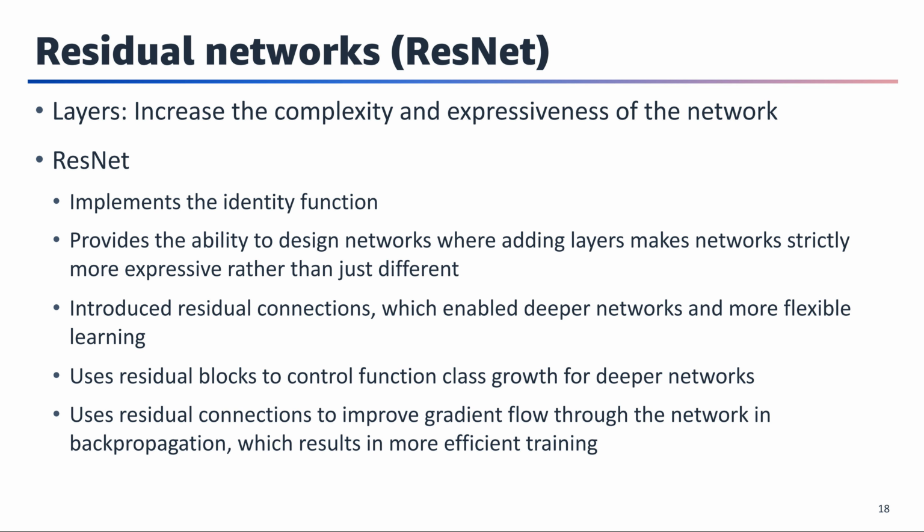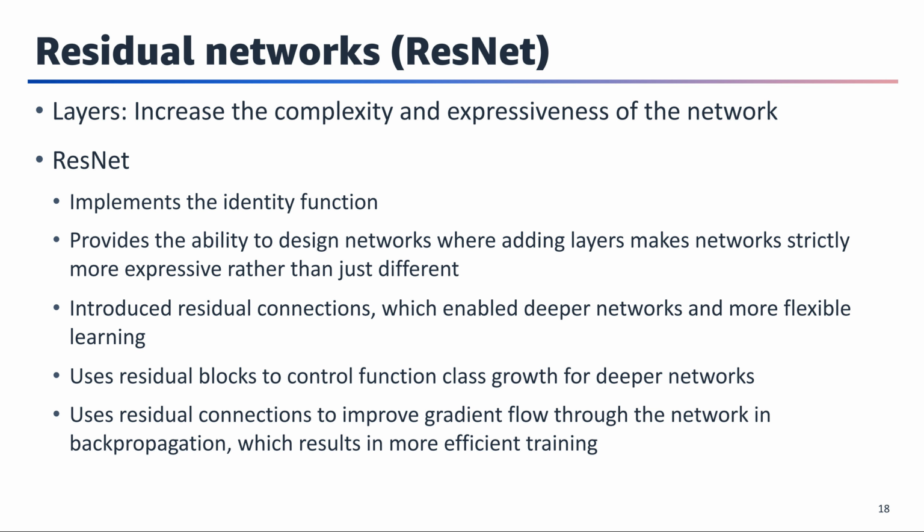In a traditional neural network, each layer applies a nonlinear transformation to the output of the previous layer. In contrast, a residual block in a ResNet contains a shortcut connection that bypasses one or more layers and adds the input directly to the output. This allows the network to learn the residual function, or the difference between the output and input, instead of trying to learn the full function from scratch.